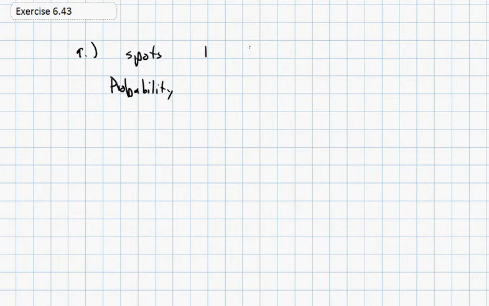Basically, your only options are 1, 2, 3, and 4 spots. So that means they each have a probability of 0.25. It's pretty straightforward. Now, part B, now we have two different, we have two dice.